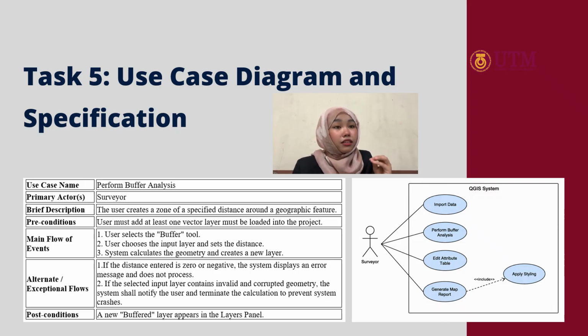And then the main event is user select the buffer tool. The second one, user choose the input layer and set the distance. The third one is system calculate the geometry and create a new layer. And for the alternate or exceptional flow, like if the distance entered is 0 or negative, the system display an error message and does not process.